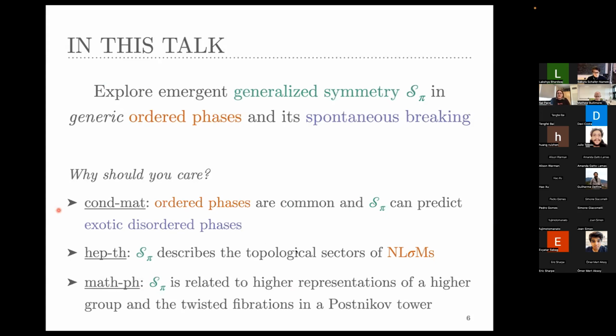And furthermore, this application is quite nice because the generalized symmetries can predict exotic disordered phases that neighbor these ordered phases. From a high energy theory point of view, these are going to be symmetries of nonlinear sigma models. And they're going to describe the topological sectors of these nonlinear sigma models. And lastly, from a math physics point of view, firstly, generalized symmetries, by now I think everyone knows, are described by higher category theory. This is certainly true for these generalized symmetries, but even more, they're related to higher representations of a higher group, and that higher group is related to twisted fibrations in a Postnikov tower. There's a lot of very interesting math structure as well.